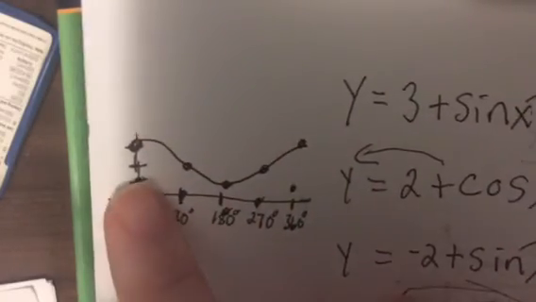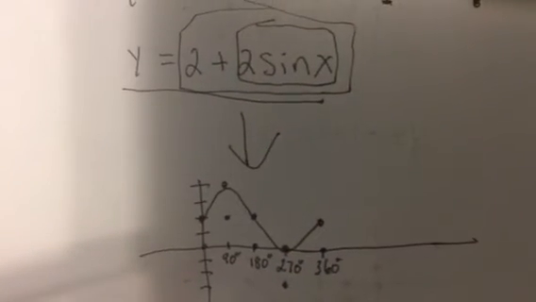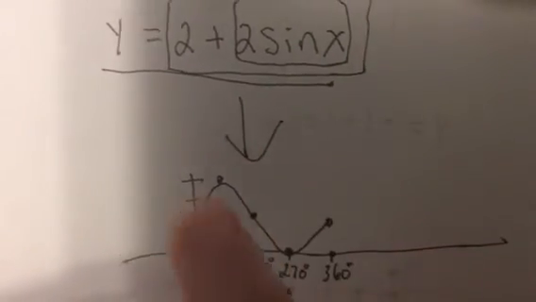So what I did is I drew the major points for cosine, and then I just added 2, moved it up 2. Then the bottom one is 2 plus 2 sine x. So I did amplitude change of 2, then I moved everything up 2.